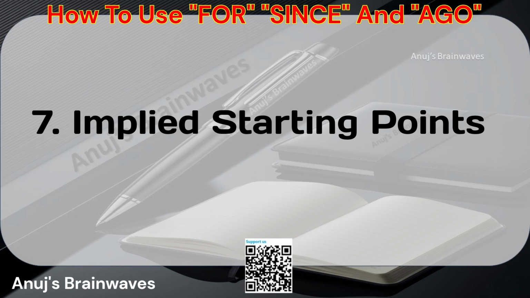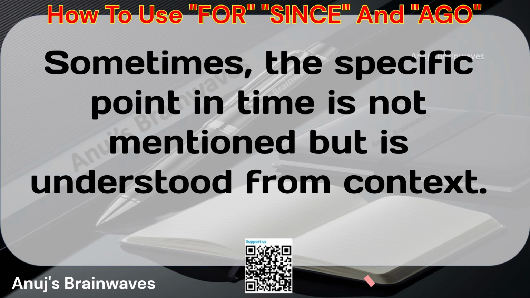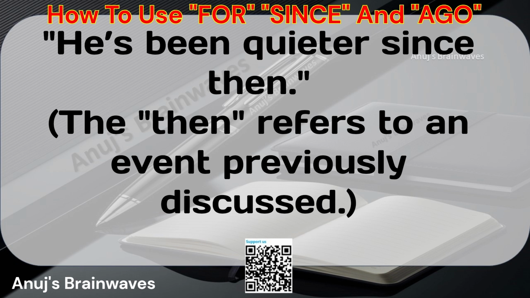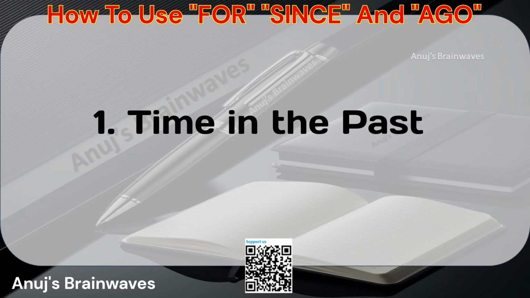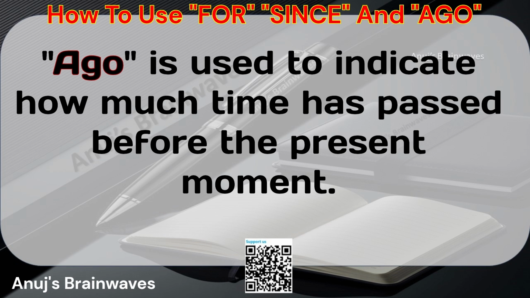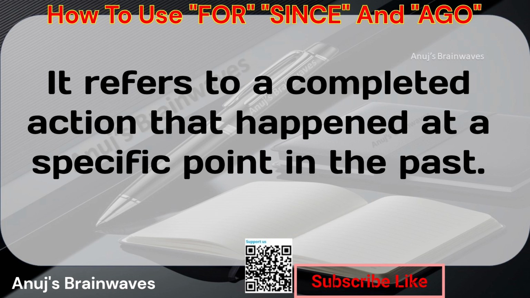7. Implied starting points. Sometimes, the specific point in time is not mentioned but is understood from context. Example. He's been quieter since then. The then refers to an event previously discussed. Here's a detailed explanation of ago, with examples to clarify how it's used. 1. Time in the past. Ago is used to indicate how much time has passed before the present moment. It refers to a completed action that happened at a specific point in the past.